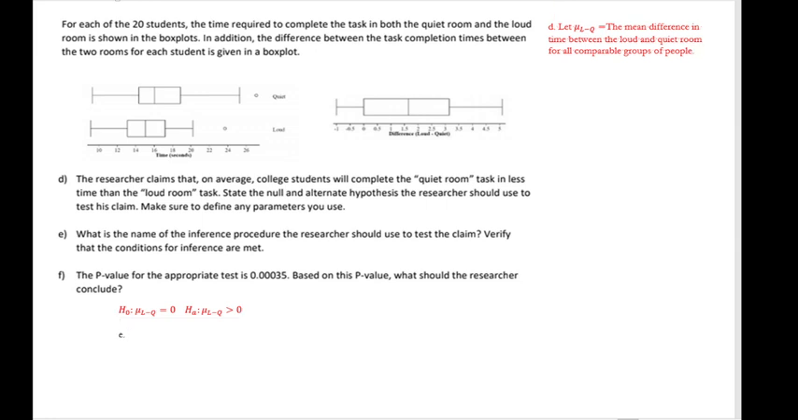So for part E, the researcher should use a matched pairs t-test to find the mean. And really, matched pairs is a special case of a one-sample t-test.